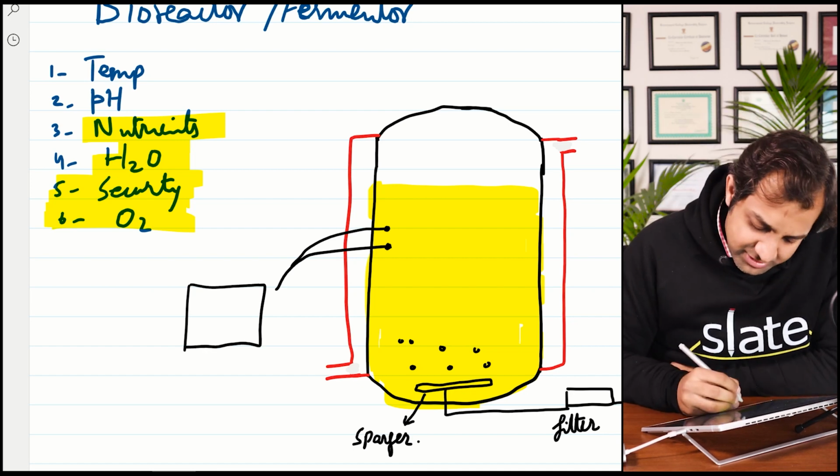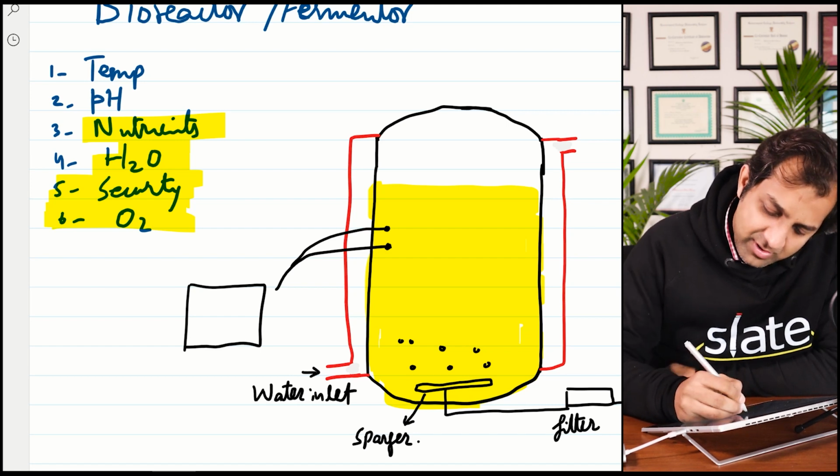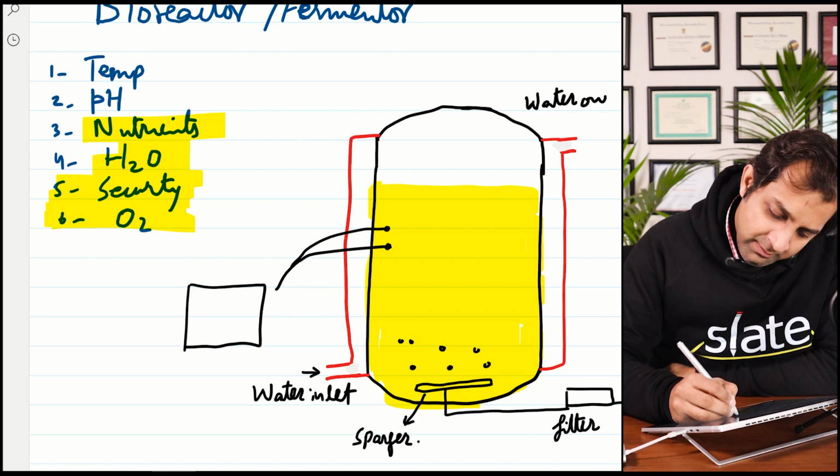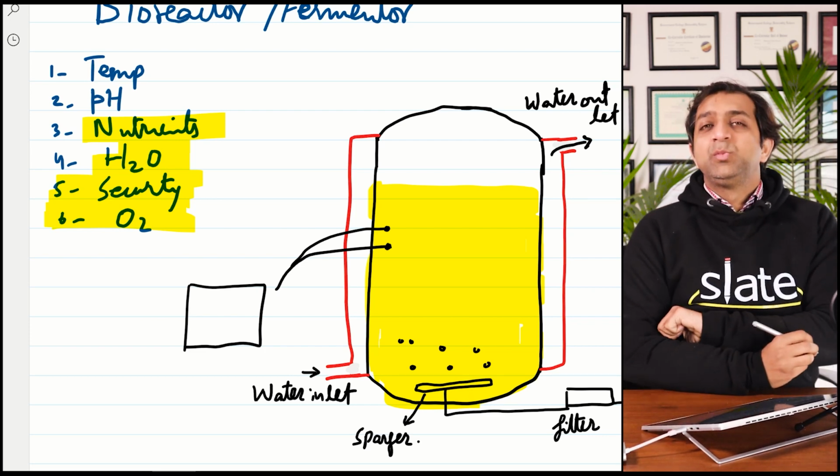If the temperature is low, so this is water inlet, and this is water outlet.